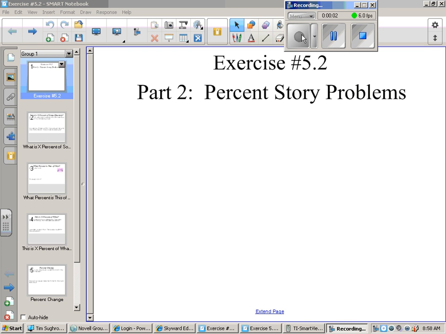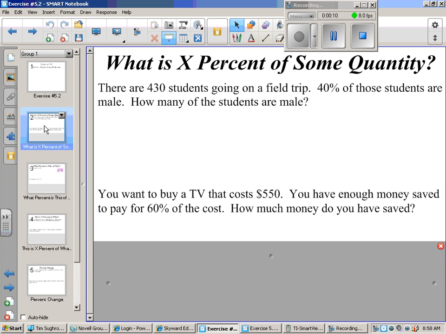All right, exercise 5.2. The second part of 5.2 is going to be on percent story problems. Hopefully everybody has this written down. I gave you a little bit of time to write these down. Let's go ahead and work through this, and then I'll show you what we're going to do on the calculator as well. If you can, again, try to use the calculators that we have up here, the TI-30 XS MultiView.